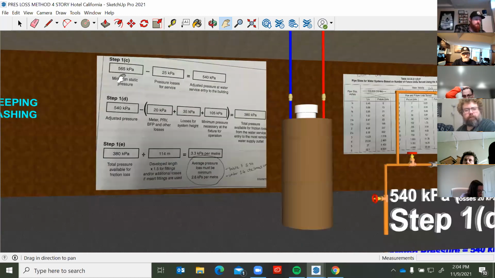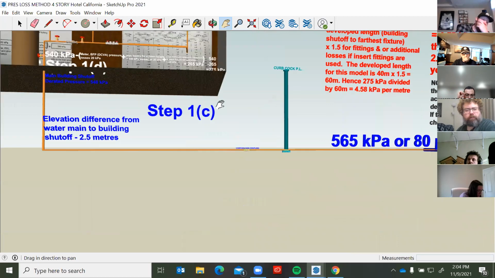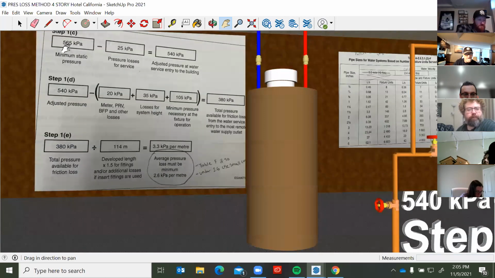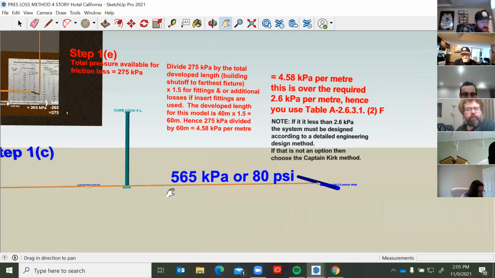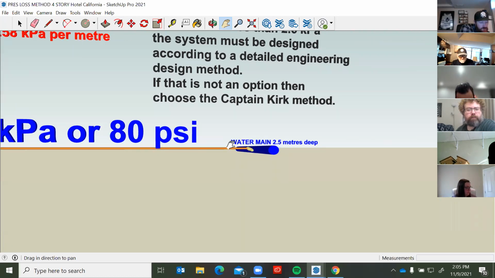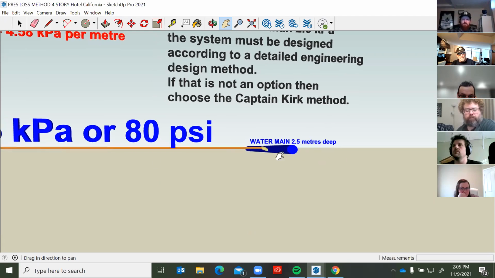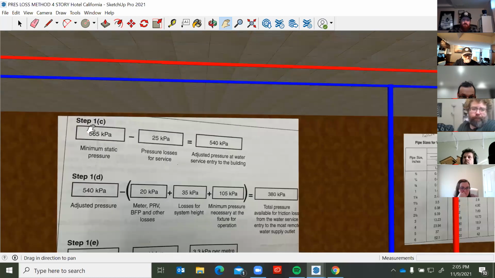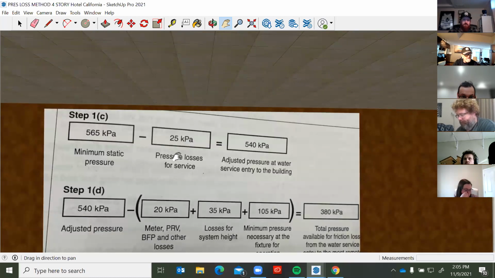So you know what this 565 is? Well, let's look at 1C. Here is 1C, everything in blue. Where it says 565, that's the pressure at the water main. Here's your pressure at the water main. And notice the water main and the water service is 2.5 meters deep. What's 2.5 meters in feet? Approximately 8. That's about 8 foot deep, right? That's deep enough to be below the frost line here in Canada, right? So 2.5 meters deep and 565. I'm using the same numbers as them, 565 at the main and 2.5 meters deep.